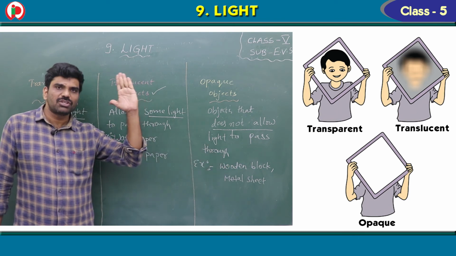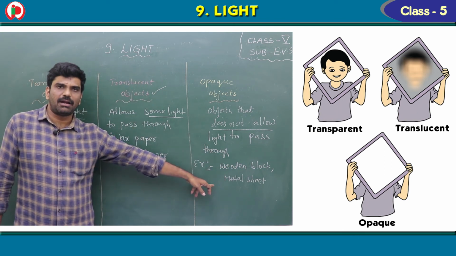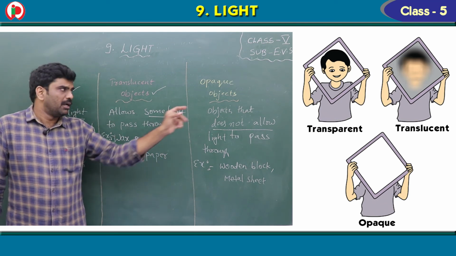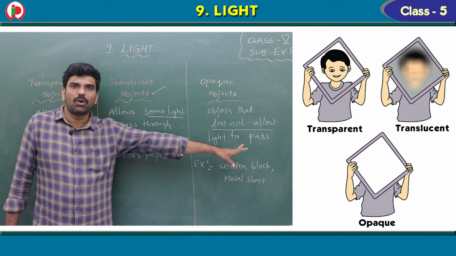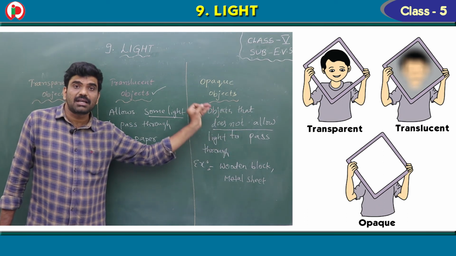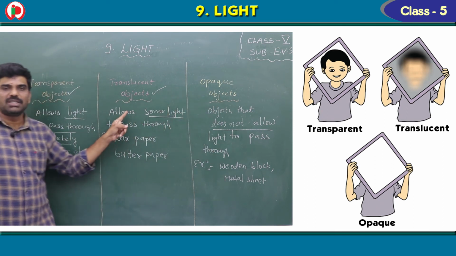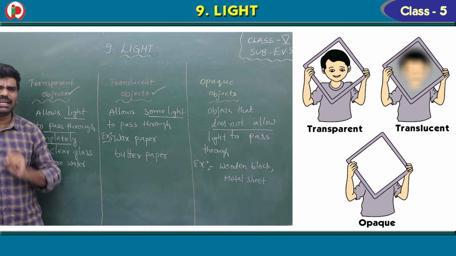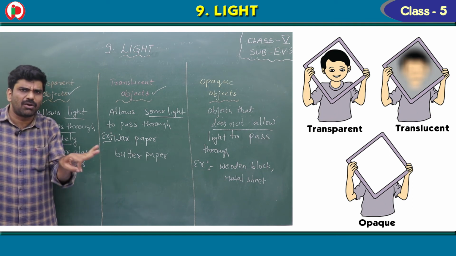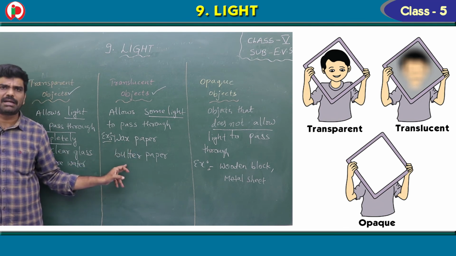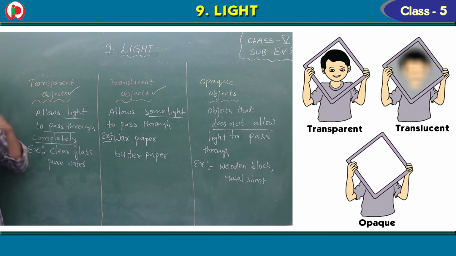Can the light pass through the wood? No. Can the light pass through the metal sheet? No. That means objects that do not allow the light to pass through are called opaque. Objects that allow light partially, or only some light, are called translucent. Example is wax paper, butter paper. Transparent, completely it will allow, like a clear glass and pure water.